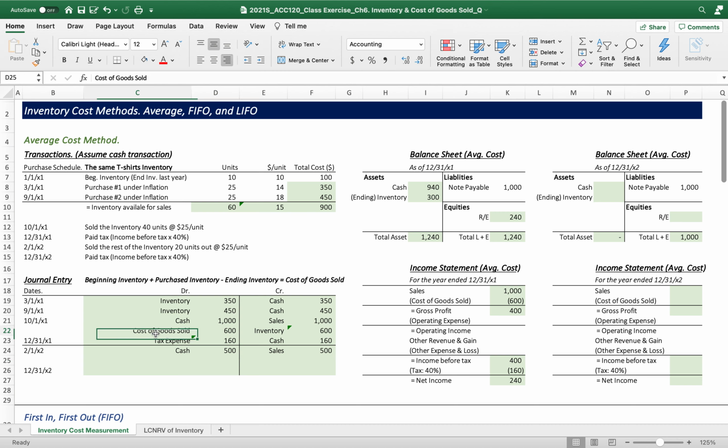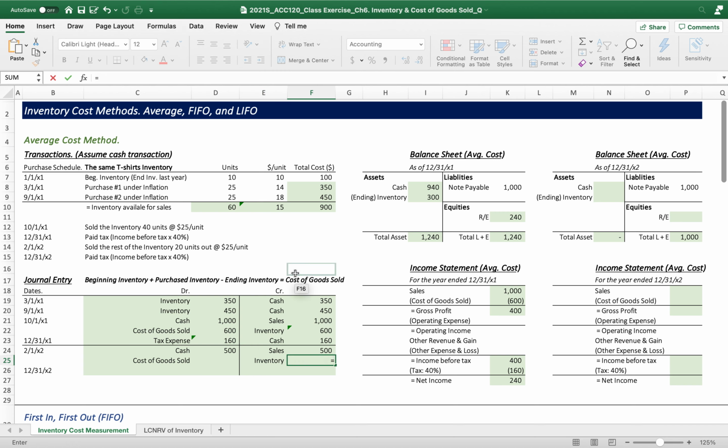Based on the matching principle, we need to record the cost of goods sold and then inventory out. Inventory on hand is 20, right? 20 inventory times how much is the inventory cost per unit? Still $15 per unit. So 300 should be cost of goods sold, 300.